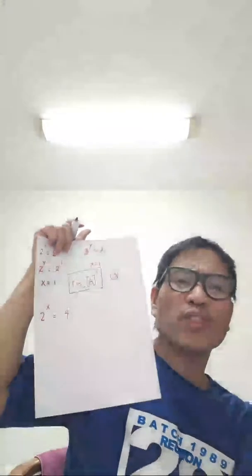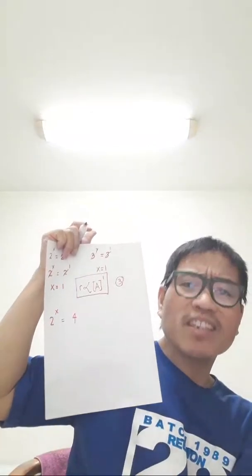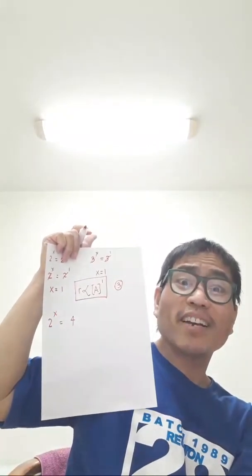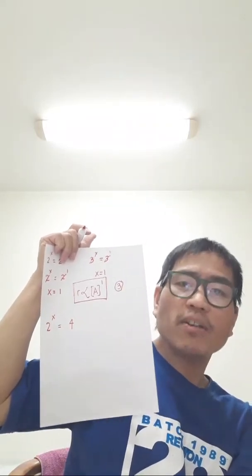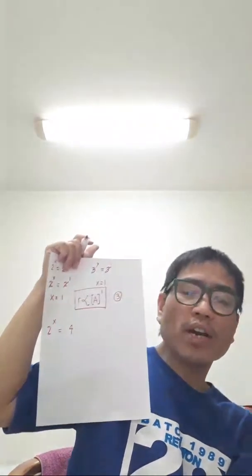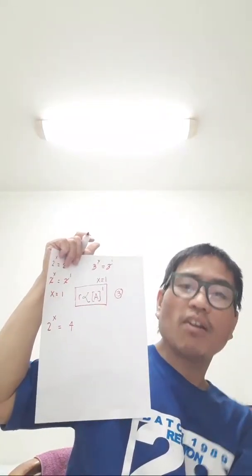So, the base is, let's go back to the least common denominator. Again, in algebra, right? LCD. The least common denominator between 2 and 4 is 2. Divided by 2. 2 divided by 2 is equal to 1.